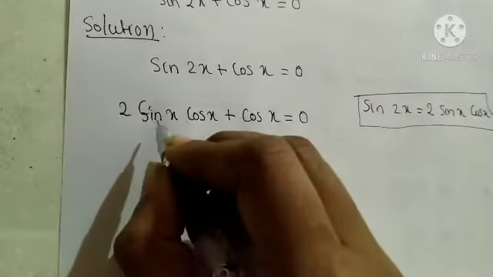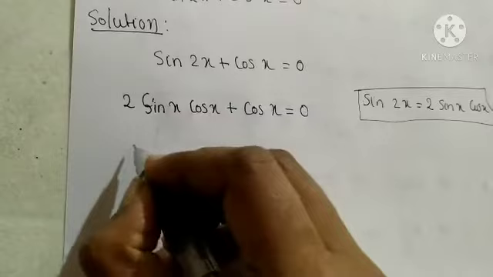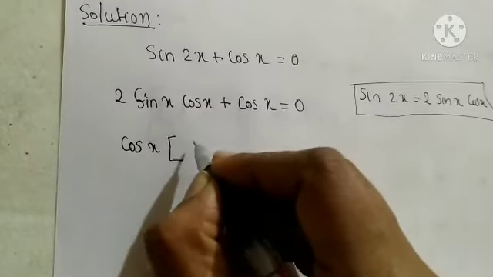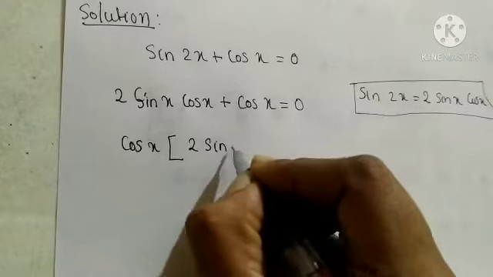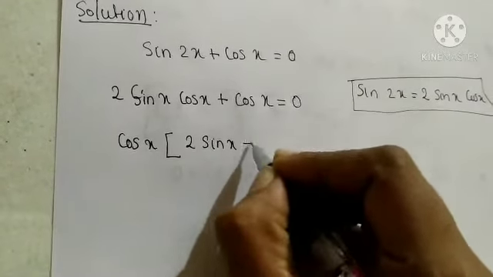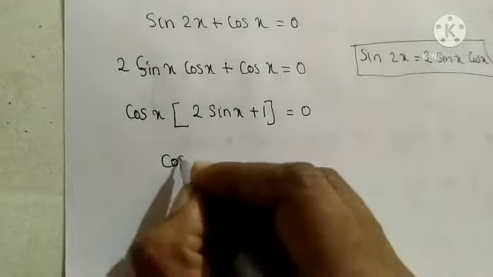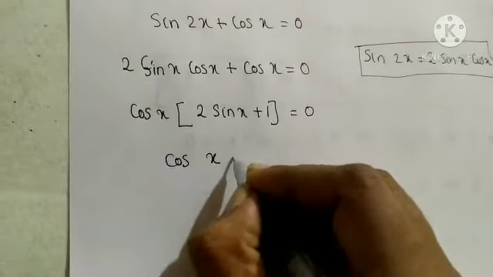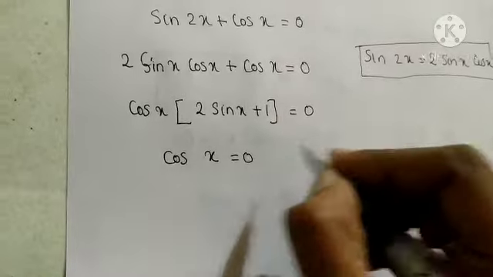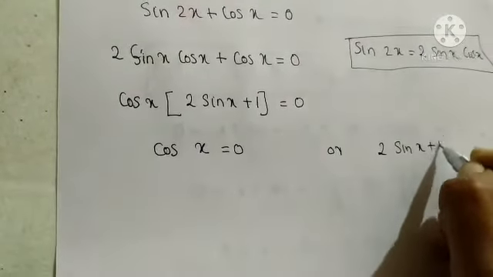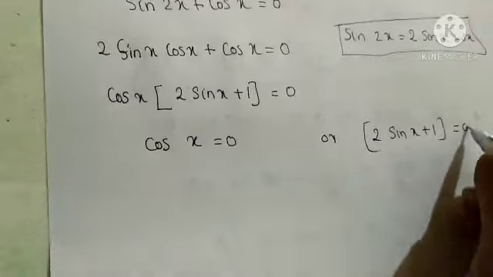Here, if you observe these two terms, cos x is common. Taking this cos x out from this step, it will become cos x into (2 sin x plus 1) equal to 0. From this we can write either cos x equal to 0 or 2 sin x plus 1 equal to 0.